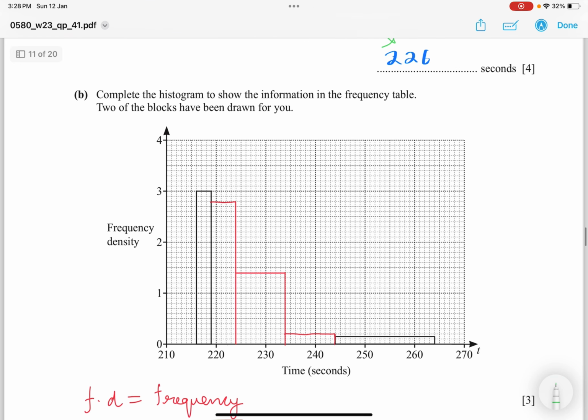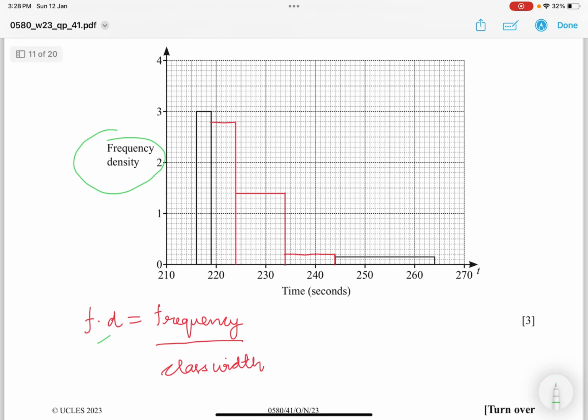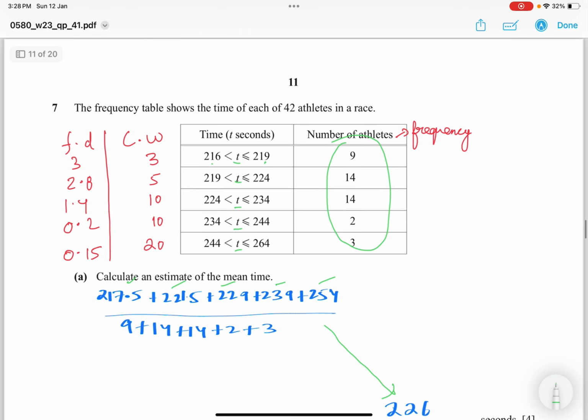Complete the histogram to show the information in the frequency table. So we have been given frequency density. And now listen, frequency density equals frequency upon class width. So let us find the density of every one. The class width is 3 because 219 minus 216 is 3.